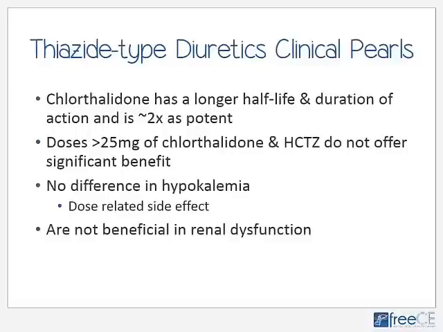So a few important things to note regarding thiazide-type diuretics is that chlorthalidone does have a longer half-life, and you saw potentially a longer duration of action. It's also about 2 times more potent than HCTZ. We do know that doses over 25 milligrams of chlorthalidone and HCTZ don't offer any more benefit than the 25 milligram dose, so don't exceed 25 milligrams. There's no difference in the incidence of hypokalemia. It is a dose-related side effect, so again, a reason to limit your dose to 25 milligrams. And neither of these drugs is going to be beneficial in a patient with renal dysfunction because they can't get to their site of action.